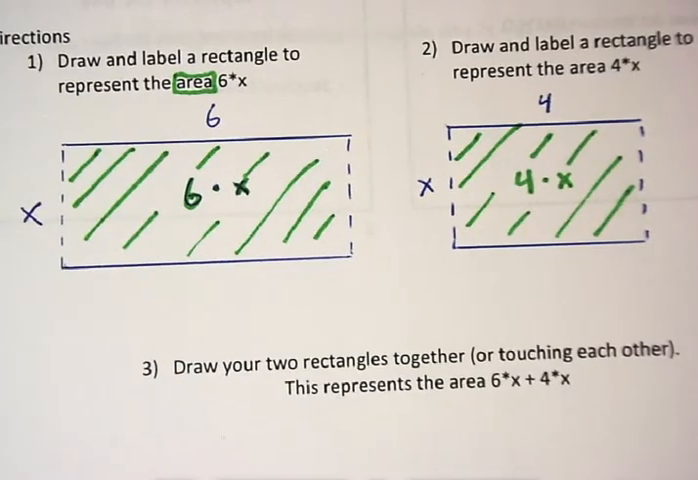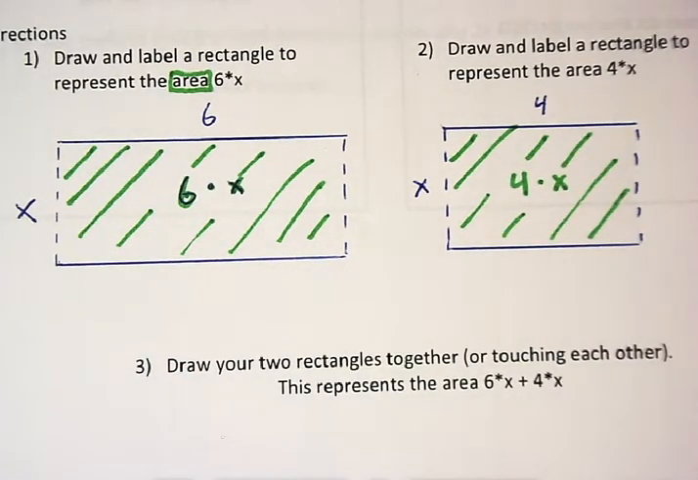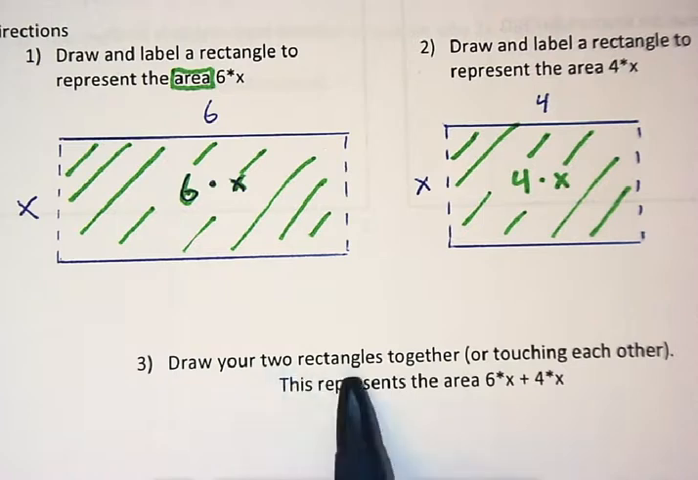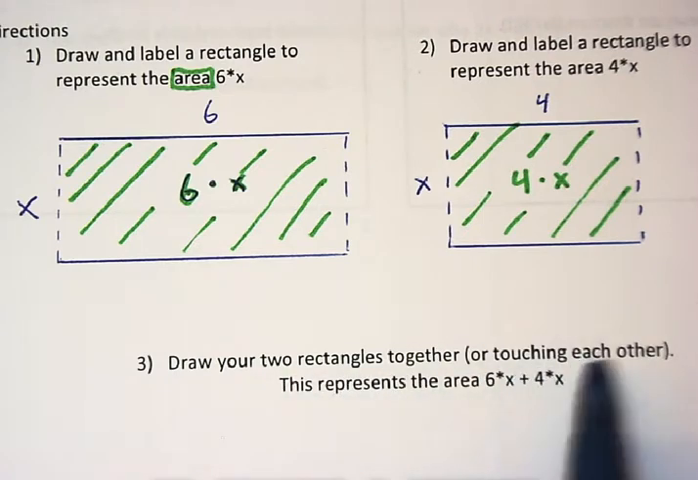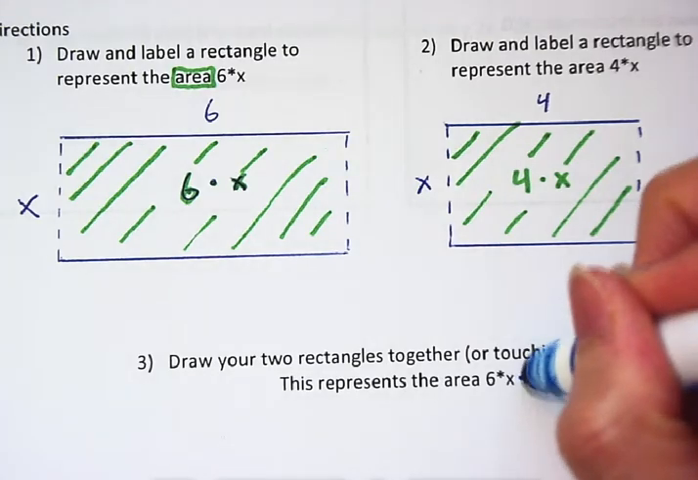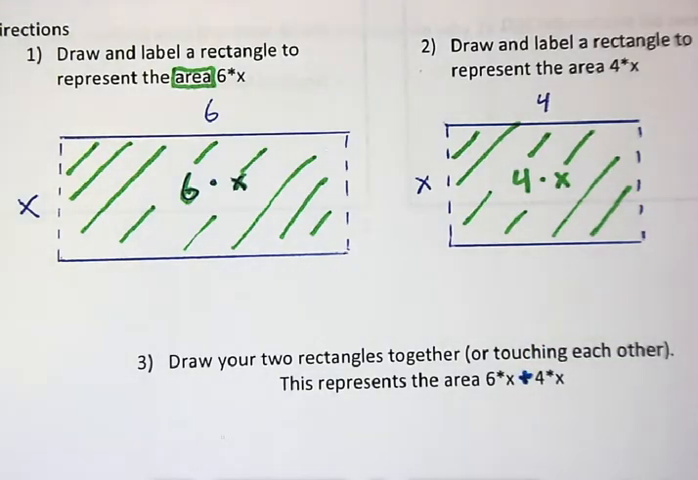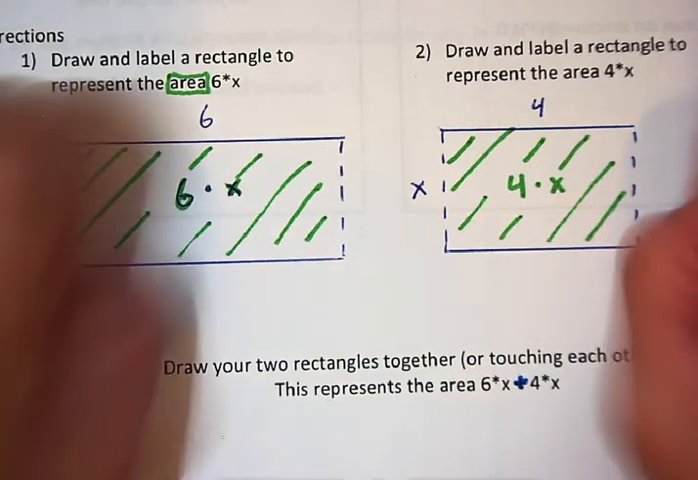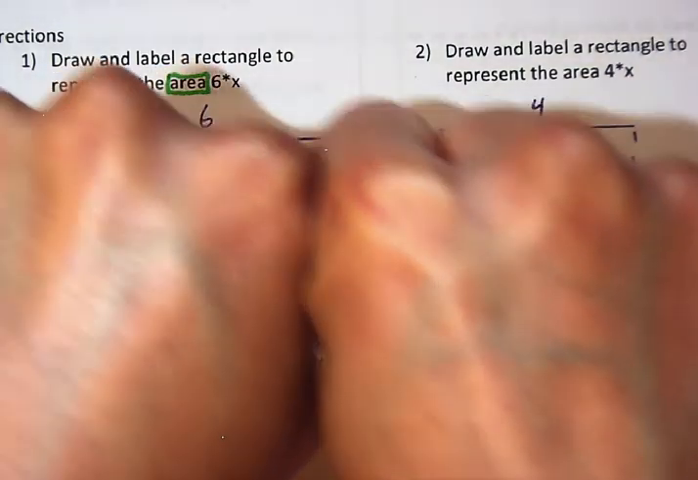Moving on, number 3 here says, draw your 2 rectangles together or touching each other. This represents the area 6 times x plus 4 times x. So here, this plus sign, if you are thinking of real objects here, plus you can think of as putting 2 things together.